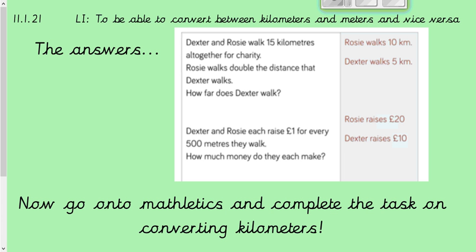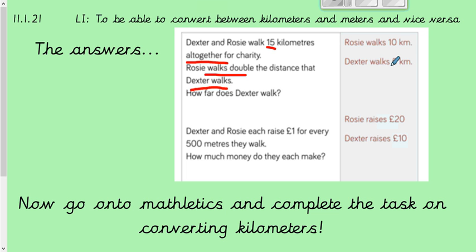So here are the answers. Let's see if you got them right. Rosie actually walks 10 kilometers. Dexter walks 5. Because 2 times 5 is 10, it means that Rosie walks double the amount Dexter walks. And if you add 10 and 5, that equals 15, which is what they walked all together. Hopefully you got that one right.